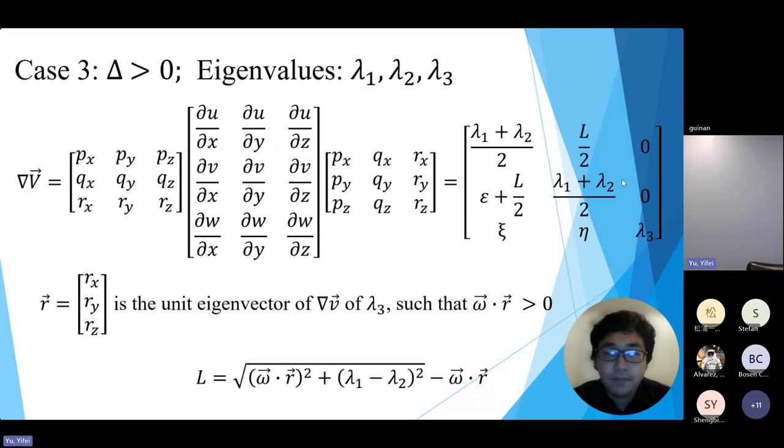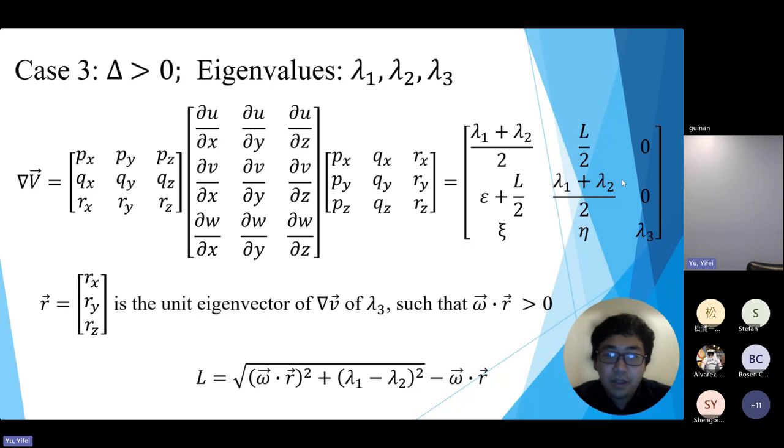Now let's look at the decomposition for this case. As you can see, the principal matrix looks very similar to the first case, but instead of negative R over 2, we have L over 2 at the partial U over partial Y location. So we have a symmetric L over 2, L over 2 for partial U over partial Y, partial V over partial X, instead of anti-symmetric negative R over 2 and R over 2.